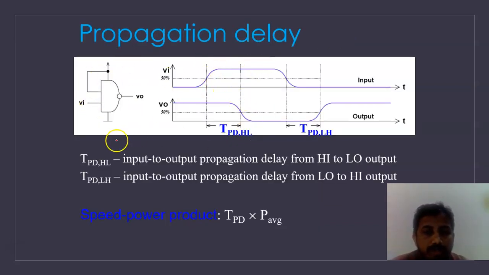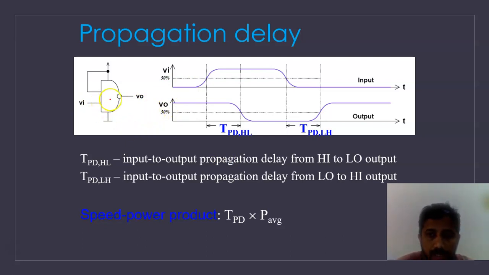Now coming to the propagation delay. The term refers to how a signal propagates in the circuit. When you apply an input, at what instant do you get the output? If you consider a NOT gate, when you apply an input at the NOT gate, at what instant do you get the output? So when you apply 0, the output becomes 1.